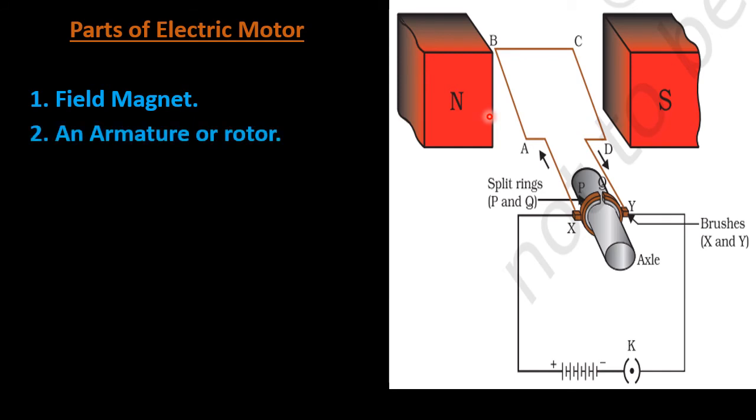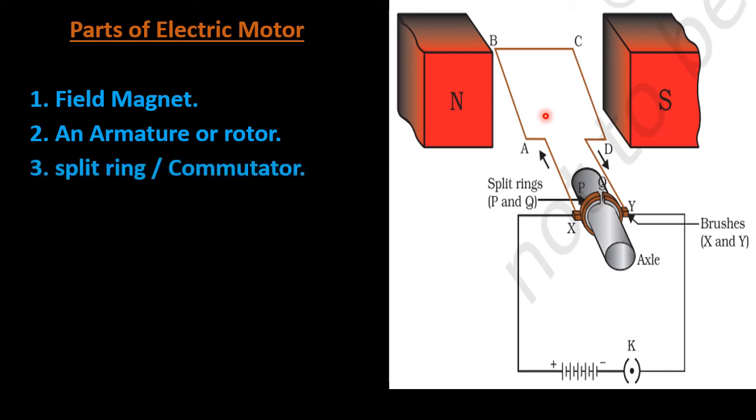The second is an armature or rotor. So this A, B, C, D is an armature. We call it rotor also because it rotates between this north pole and south pole. When we pass the current through this armature, then this armature will rotate here between north pole and south pole. That's why it is also known as rotor.